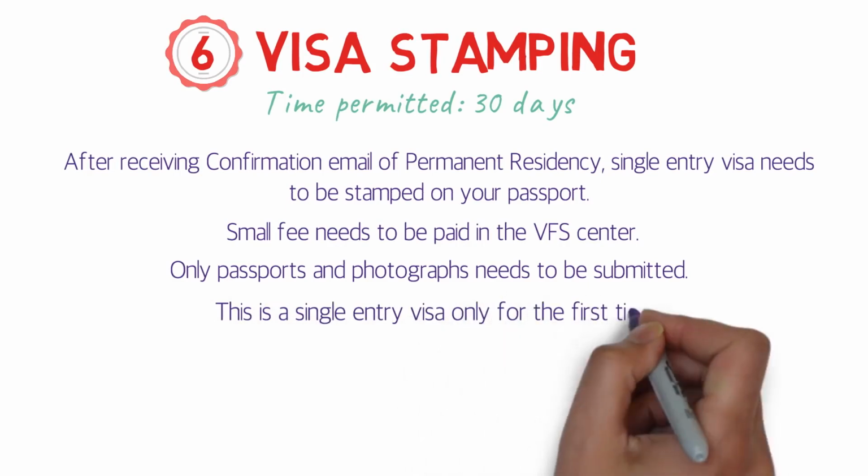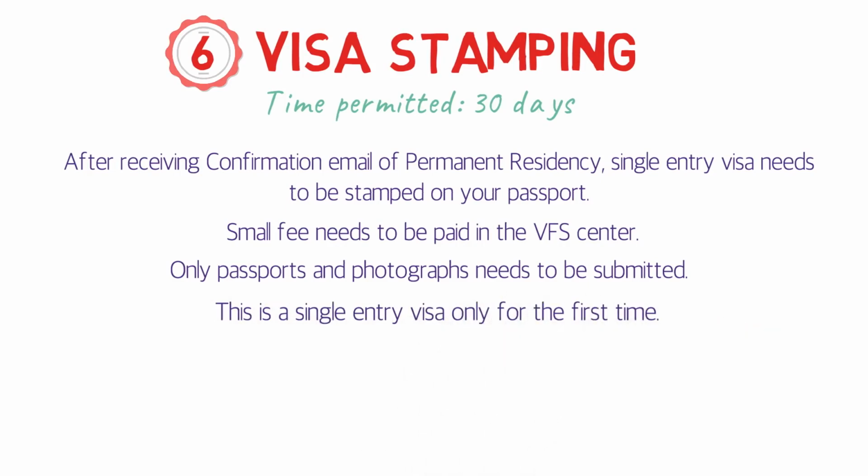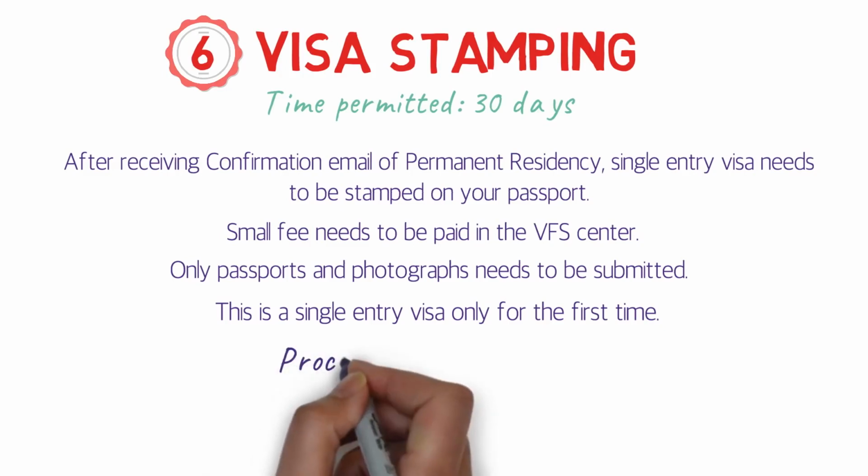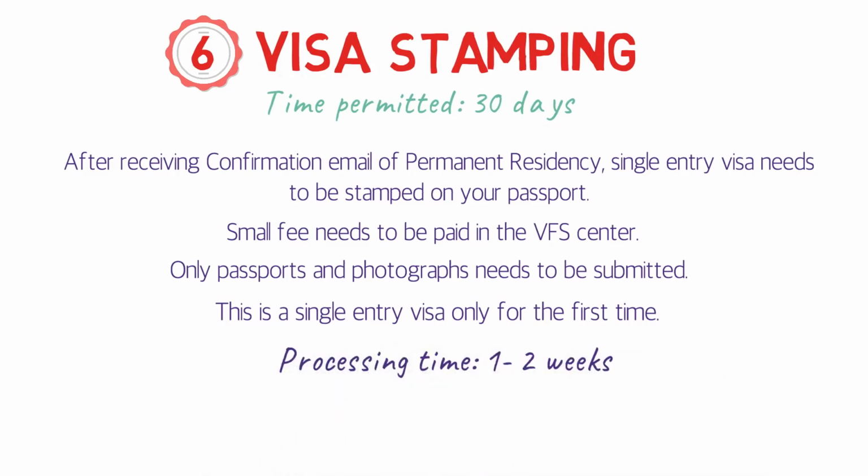Now this visa is a single entry visa, and this is only for the first time. After you enter over there, you will get your PR card, and of course you don't need that visa anymore. In that visa, you would have an expiry date, and you have to land there before that visa expires. The processing time is 1 to 2 weeks. Generally, it is done in just 4 or 5 days, so this is not a time-consuming process. So these are the 6 steps of applying for PR through the Express Entry program.